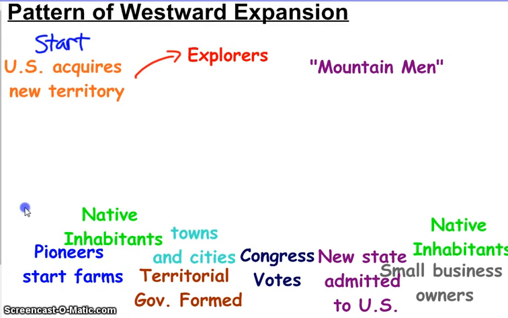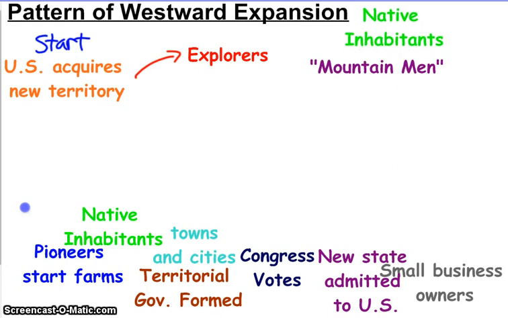At this step of the game, the explorers and the mountain men aren't working by themselves. A lot of the Native Americans are helping the explorers and the mountain men, really working with them. And their main motivation is to trade with them and to acquire the guns and the other things that the mountain men and explorers have.